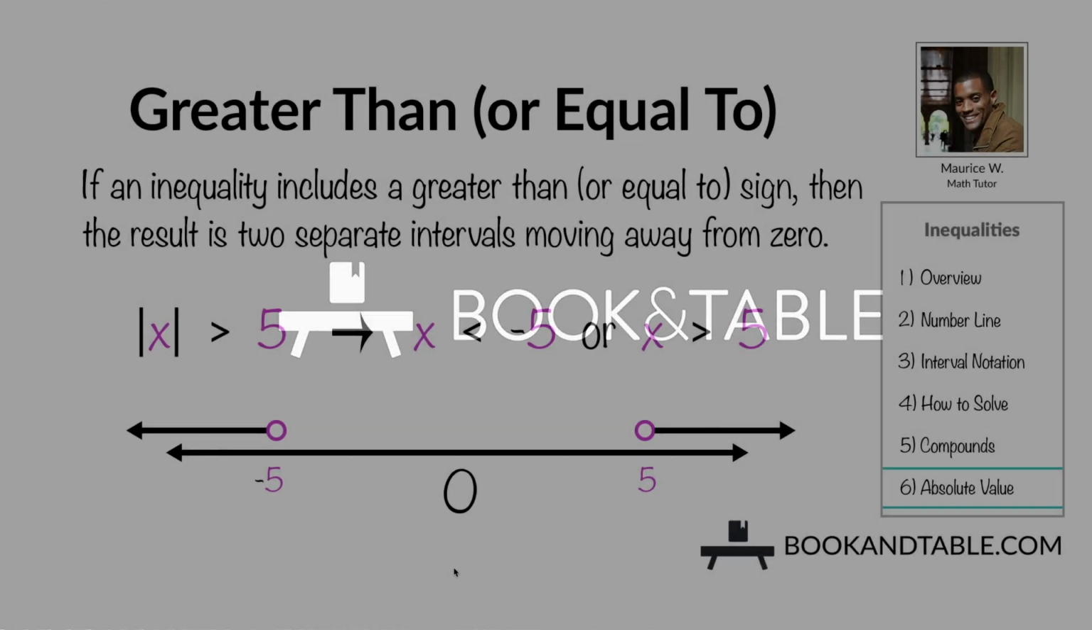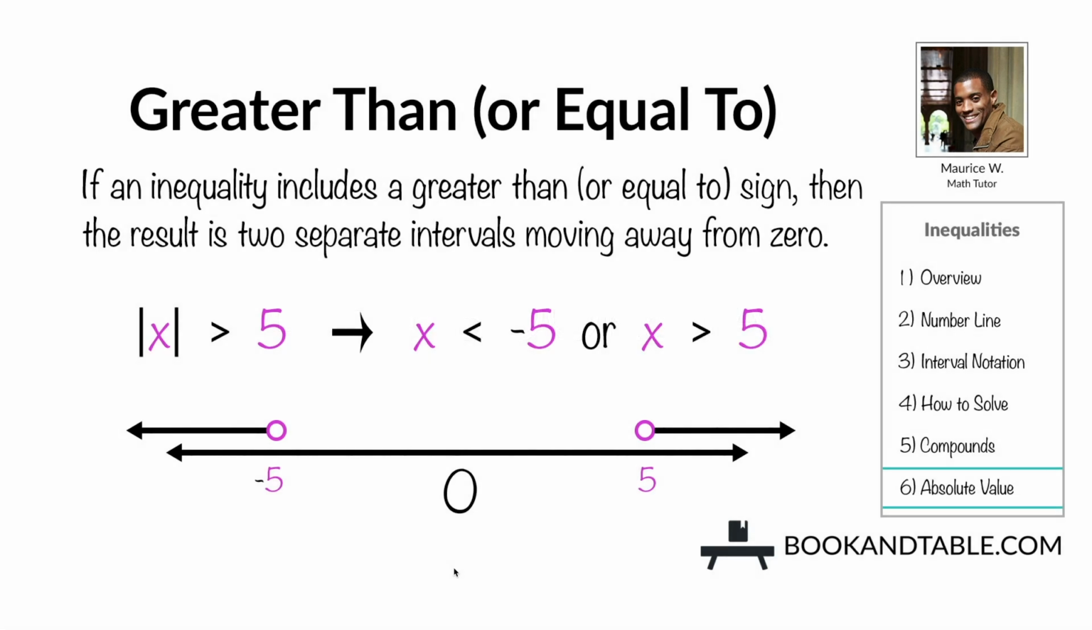Let's now discuss absolute value questions that include the greater than or equal to signs. If an inequality includes a greater than sign, then the result is two separate intervals moving away from 0. So in this case, the absolute value of x is greater than 5.